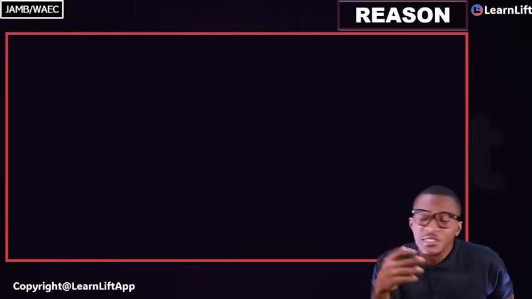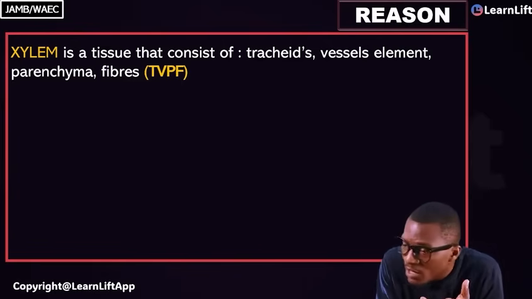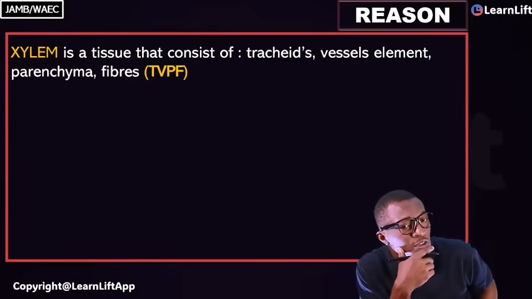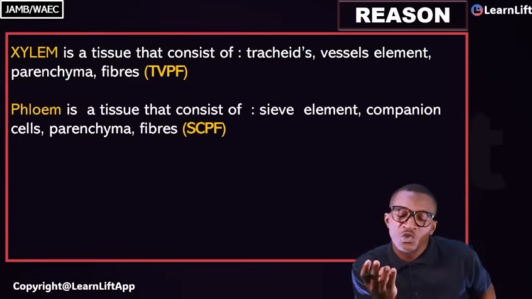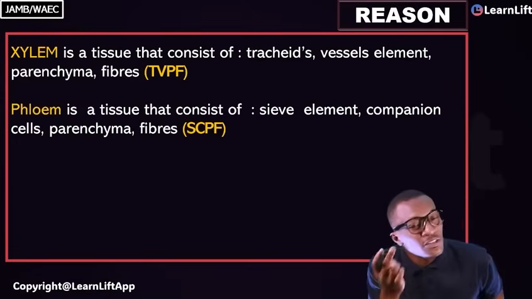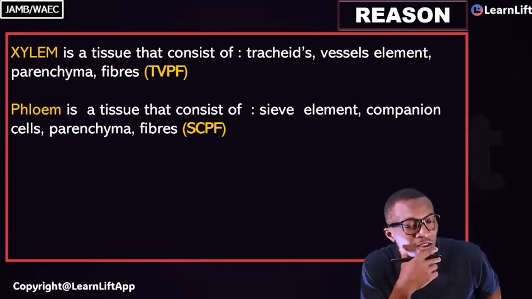I went for that to give you reason by explaining to you that xylem is a tissue that consists of tracheids, vessel elements, parenchyma, and fibers, which is called TVPF. While the phloem too is a tissue that consists of sieve elements, companion cells, parenchyma, and fibers. They ask what they have in common. Both of them have parenchyma and fibers.